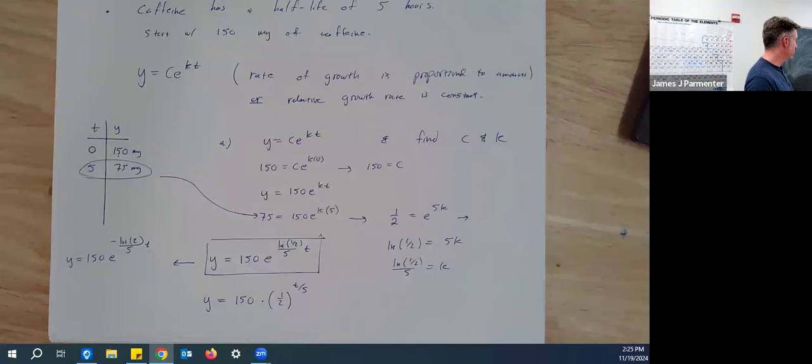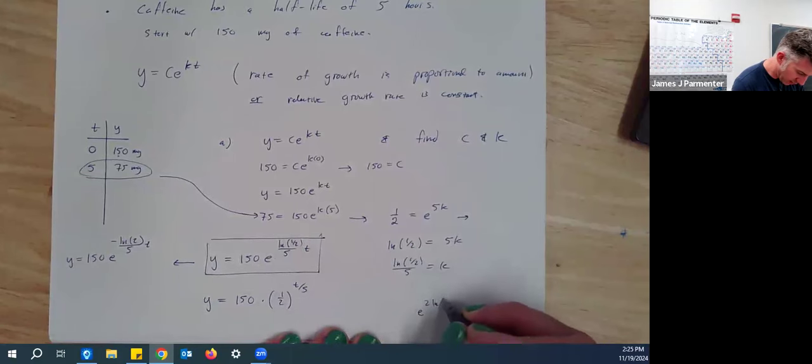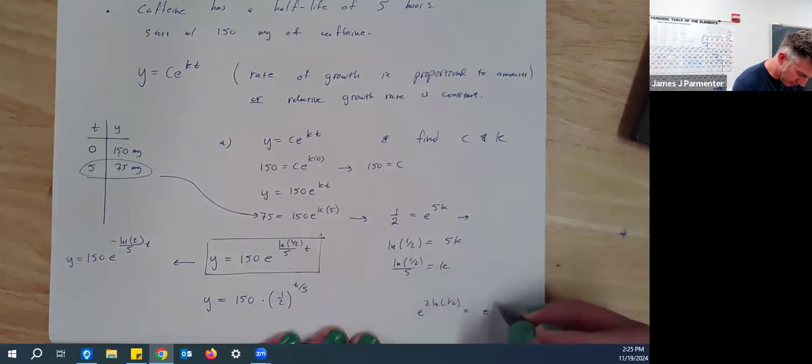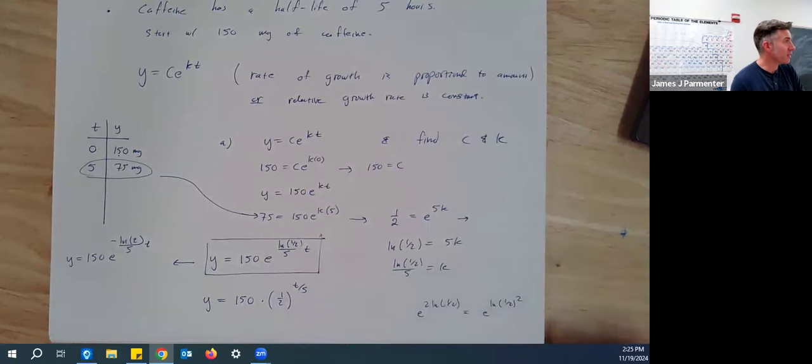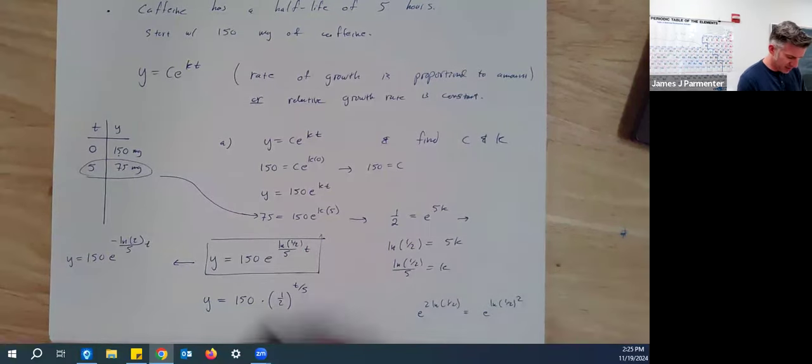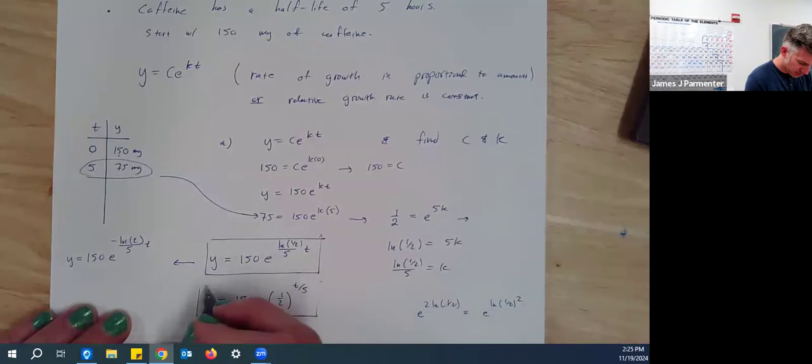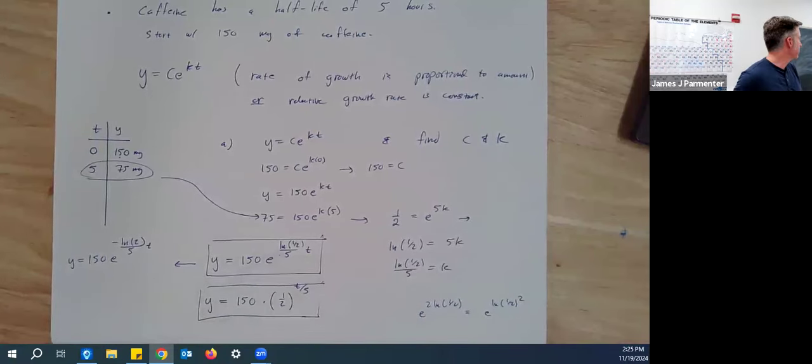I will point out again, for example, if t was 10, here I get 150 times 1/2 to the second power. Here I get 150 times e to the 10 over 5 is 2 natural log of 1/2, but e to the 2 natural log of 1/2 is e to the natural log of 1/2 squared, which is just 1/2 squared. So it is really the same answer either way. And some people like this better. Kind of depends.